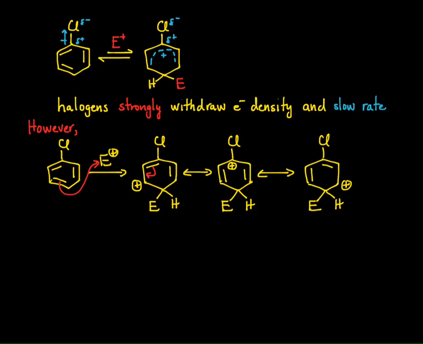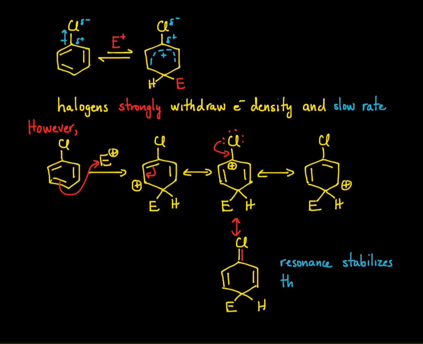But we also know that halogens have a pair of electrons. They actually have three pairs of electrons around them. And so I can take one of those pairs of electrons and donate it into that carbocation, generating a fourth resonance structure that looks like this, where the chlorine has a positive charge on it. And so we have a resonance stabilization of this particular intermediate, whereas we don't have that in the meta position. And this is why halogens direct in the ortho and para positions, because they still have a lone pair of electrons that they can use to donate into the ring.